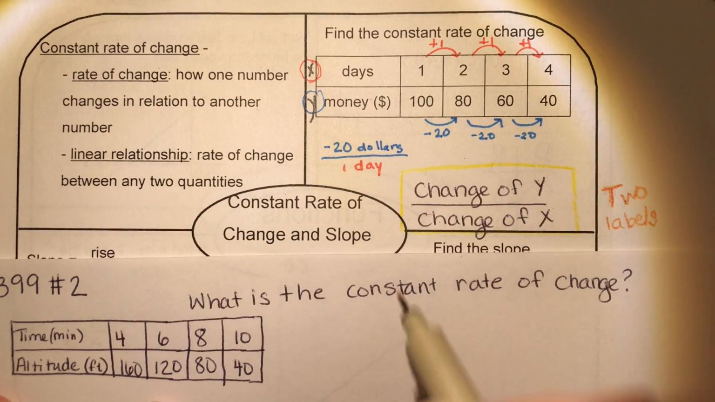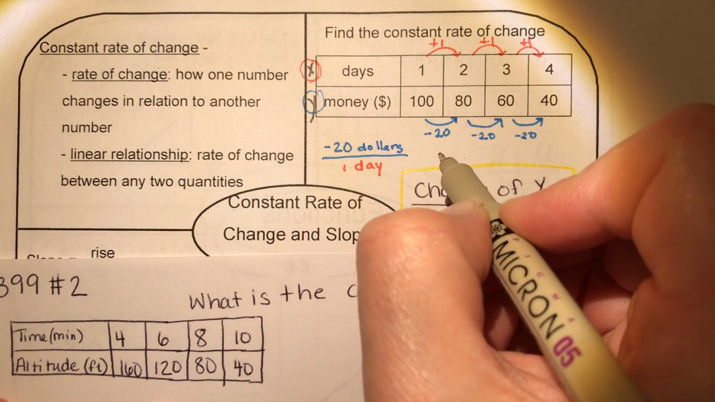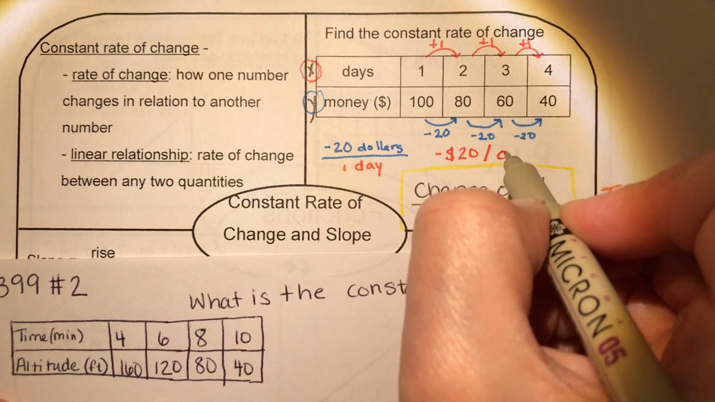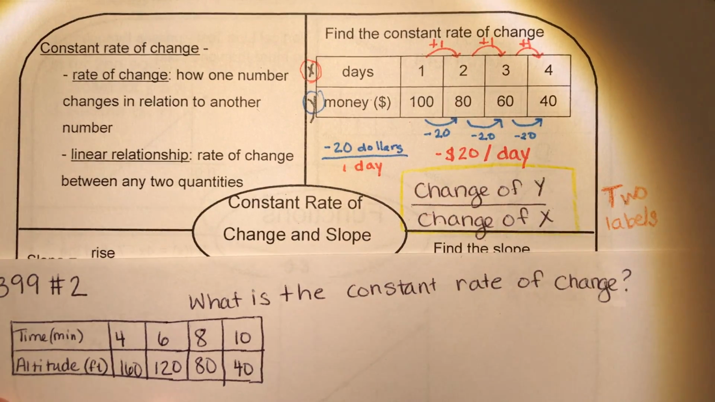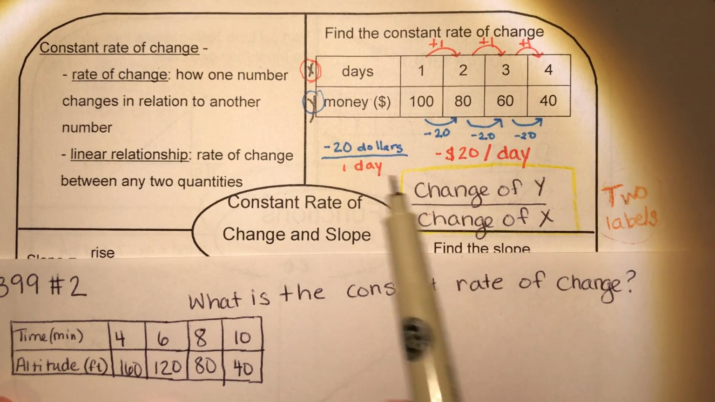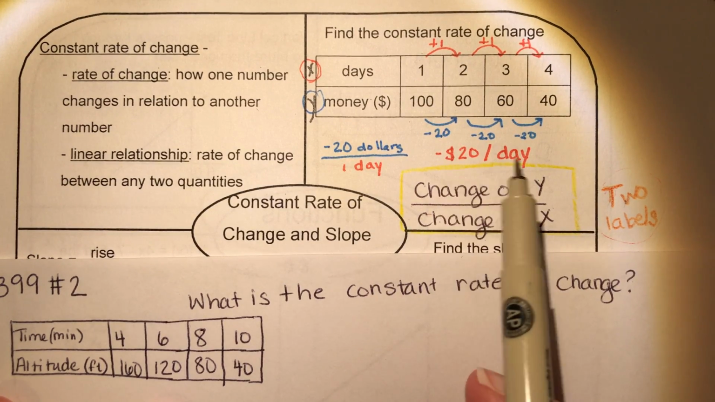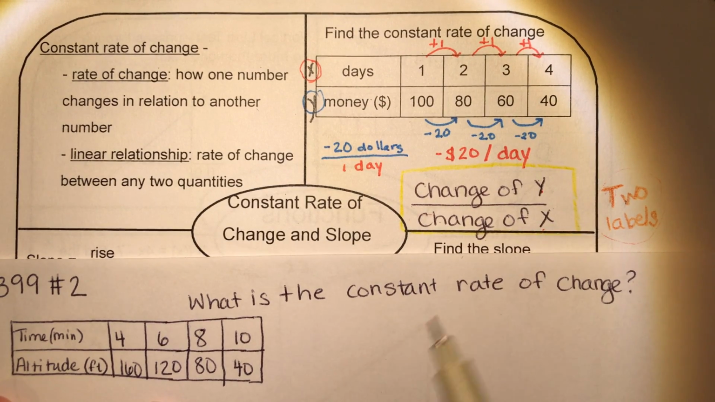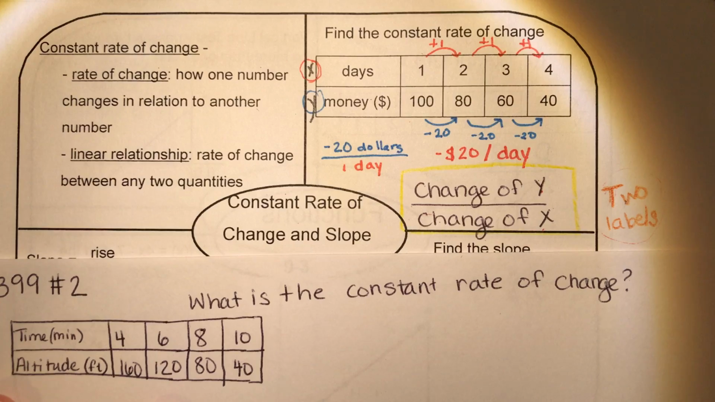Some people will leave it like that. Some people rewrite it as negative $20 per day. Either way would be acceptable. Just remember, you have to have two labels, so dollars, day, and you have to have it y over x.